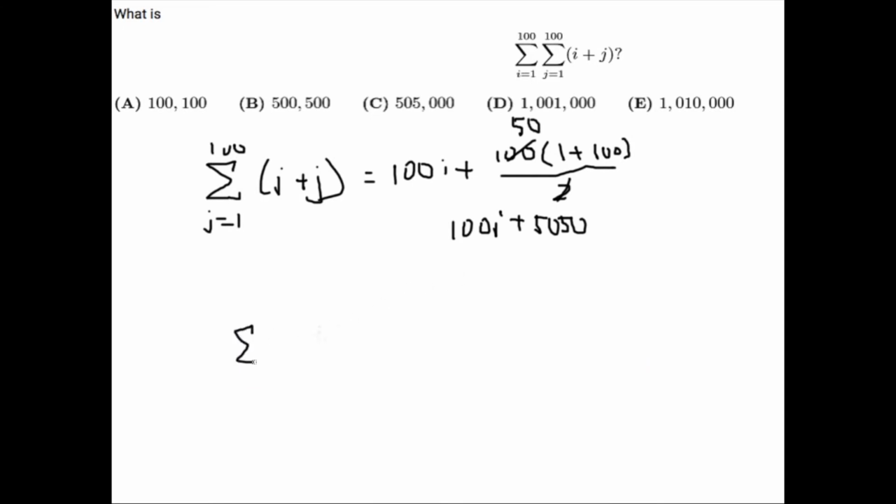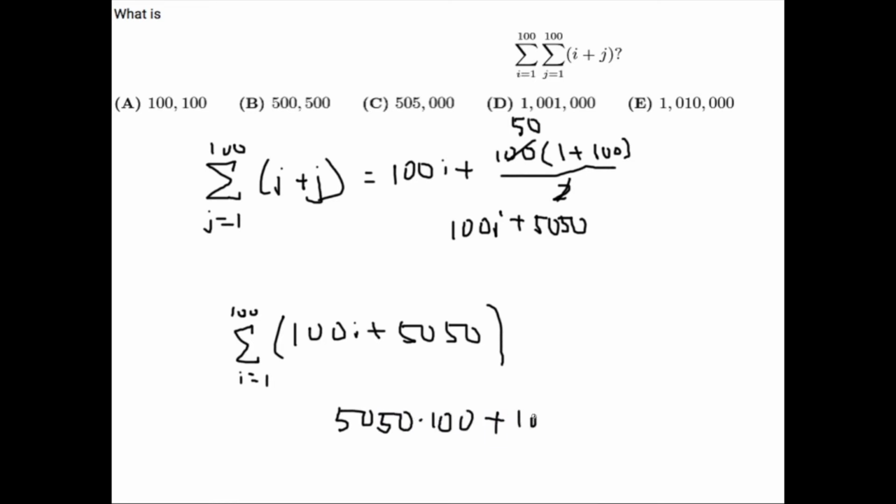So this is going to be the sum from i equals 1 to 100 of 100i plus 50/50. So this means that we're going to have 100 plus 50/50 plus 200 plus 50/50 plus 300 plus 50/50, etc. So basically at the end of this we're going to have 100 50/50s. So 50/50 times 100 plus 100 times the sum from 1 to 100.